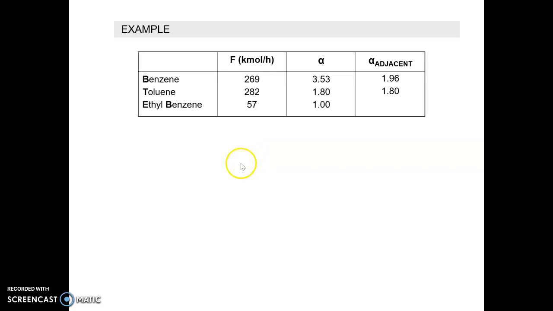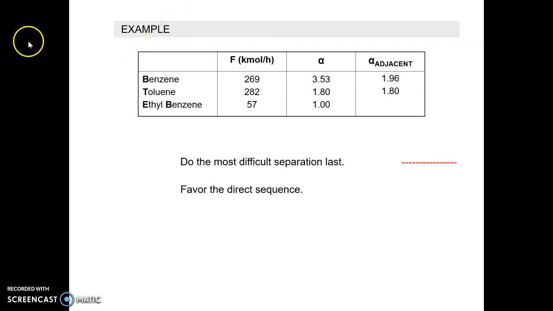So if I want to separate this mixture, how do I go about it? First, do the most difficult separation last. Which is the most difficult separation? Naturally 1.8 is not difficult, but if I compare it with 1.96, it is difficult. So I need to separate toluene and benzene last. First I need to separate benzene and toluene. Favor the direct sequence is also one of the heuristics. Direct sequence means: separate benzene first, then toluene, and then ethyl benzene.